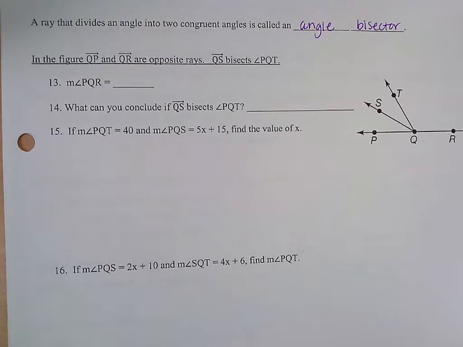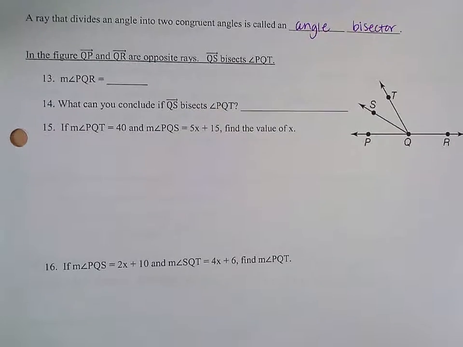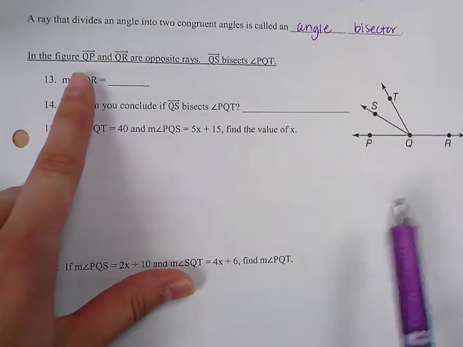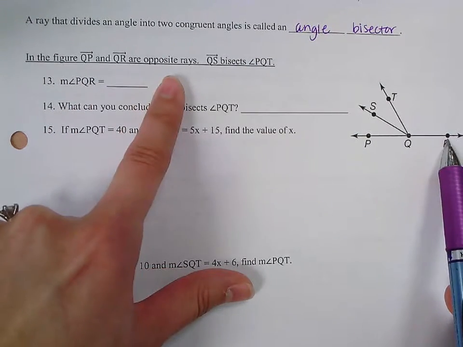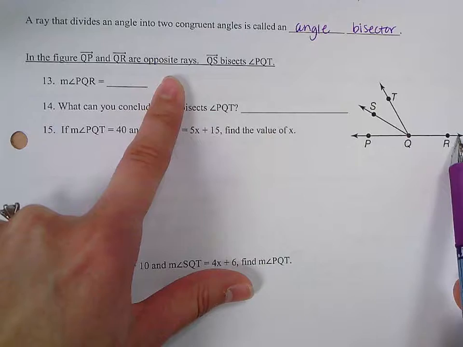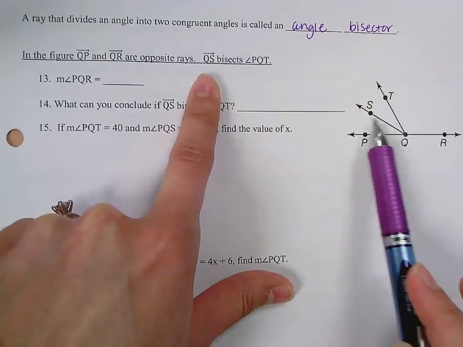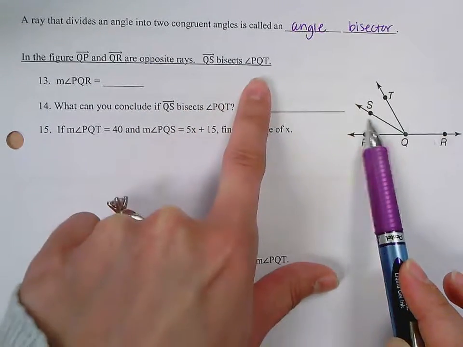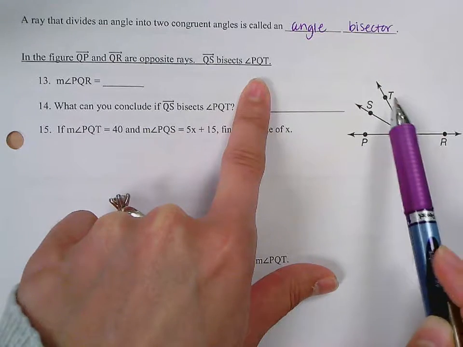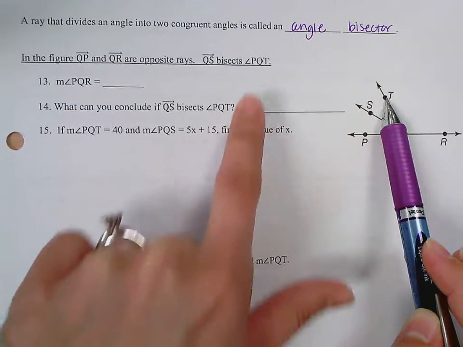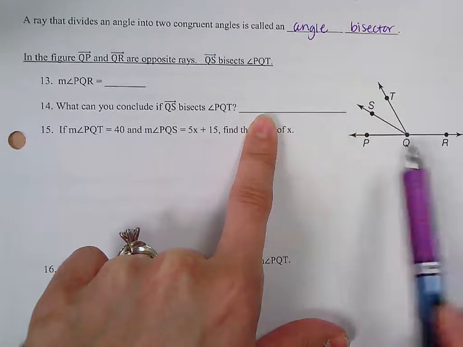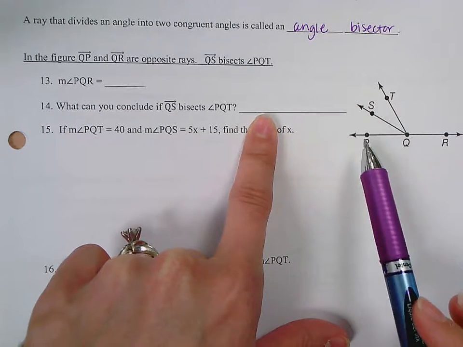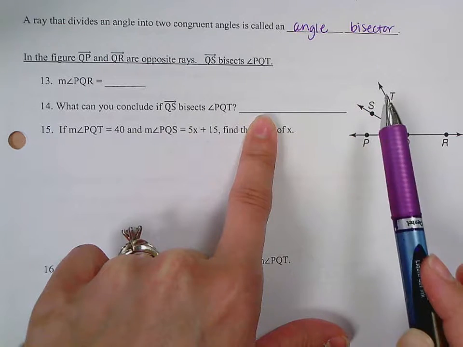So we are given this figure for 13 through 16 and told in the figure, ray QP and ray QR are opposite rays. You can see they form a line. QS bisects angle PQT. So actually, I'm going to skip to 14. It says, what can you conclude if QS bisects PQT?